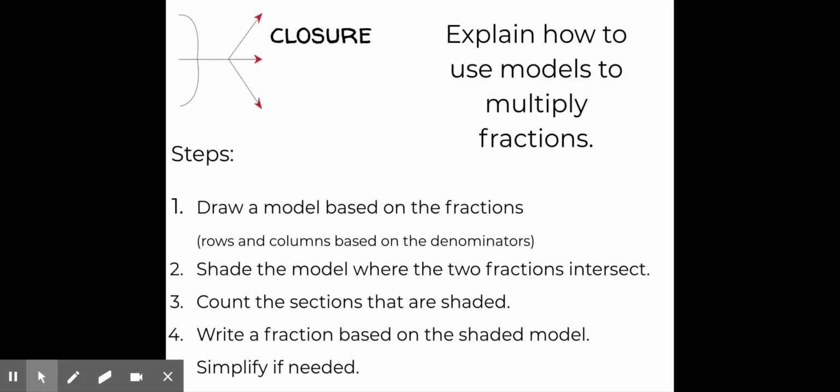You could use these steps to explain to somebody how they could use models to help them with multiplying fractions. You draw a model based on the fractions using rows and columns based on the denominators. Shade the model where the two fractions intersect or meet. Count the sections that are shaded. Write a fraction based on the shaded model, and then simplify if needed.